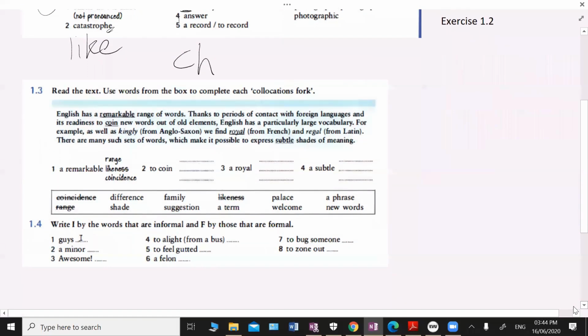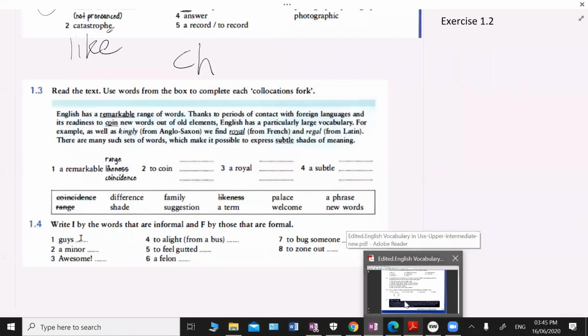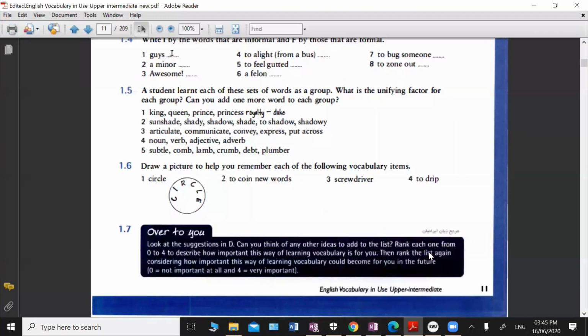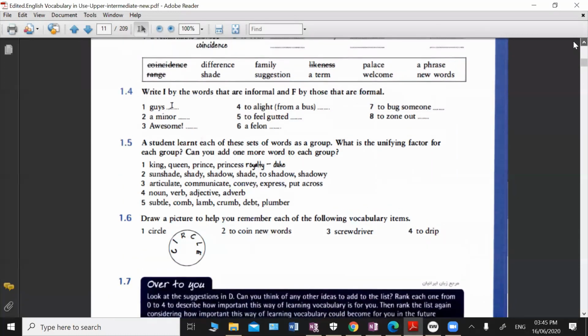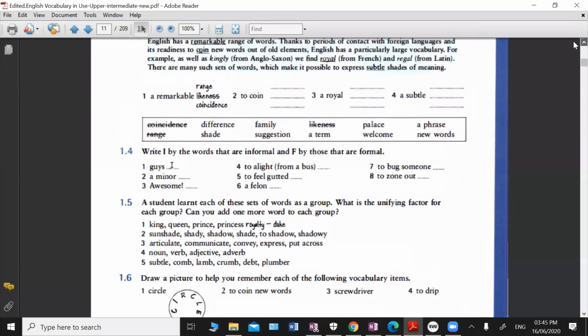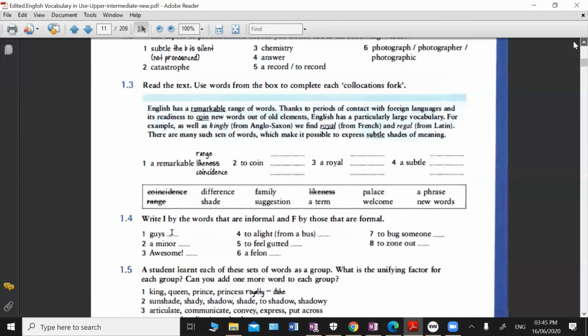Okay, looking at question number 1.3, that's also very interesting. It says, read the text, use words from the box to complete each collocation. Sir, will you pronounce these words which we were looking at in the previous question? How can we pronounce them?